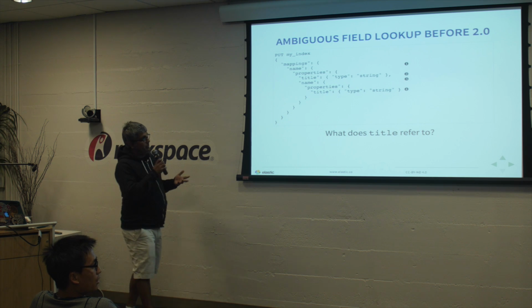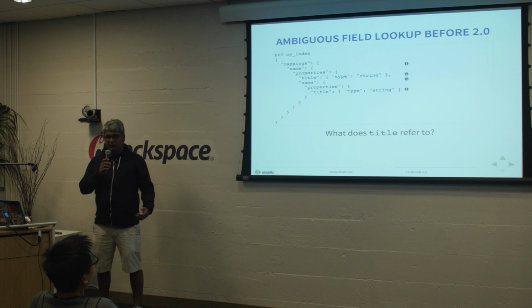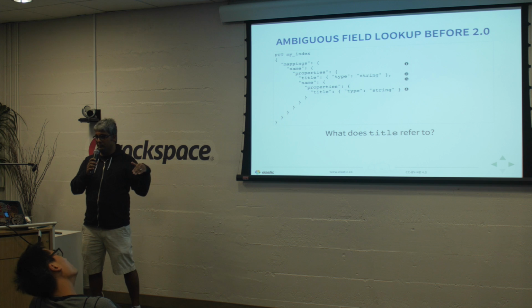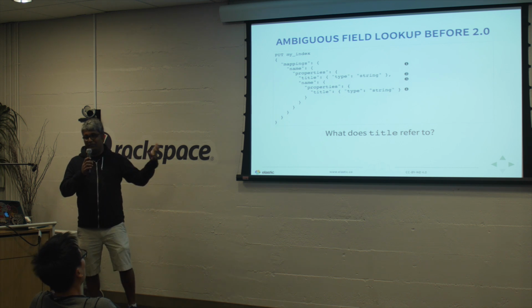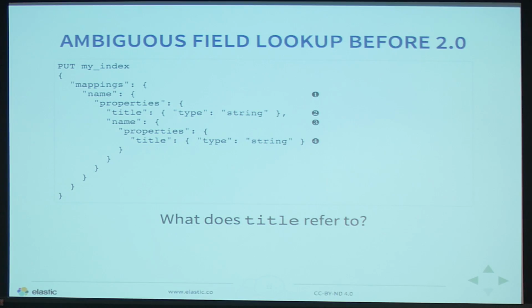So here's a question. In 1.x, let's say you have this mapping and you are running a query. And in your query, you are referring to title. What do you think title refers to, given this mapping? Like, there's titles in two places, number 2 and number 4. What do you think title would refer to if you used it in a query? Would it refer to 2 or would it refer to 4? Which field would it refer to? It could actually be either. It would match both of them. So in 1.x, both would work.